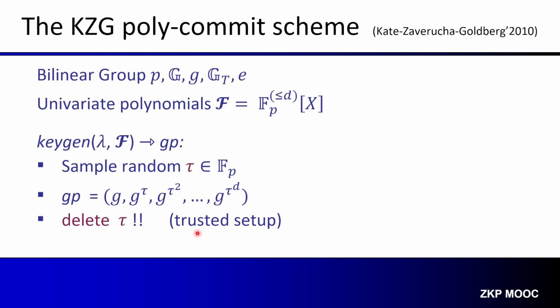And this step is called the trusted setup, because we have to trust this preprocessor to discard this toxic waste of tau after the execution. And in practice, this is not desirable for many applications because it is hard to find a trusted party to run this trusted setup.